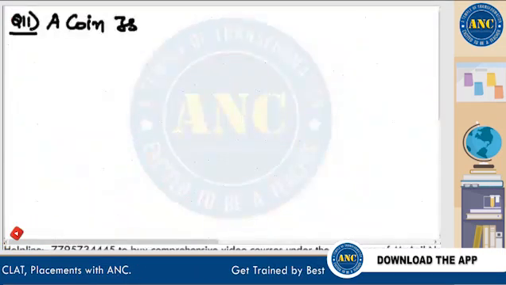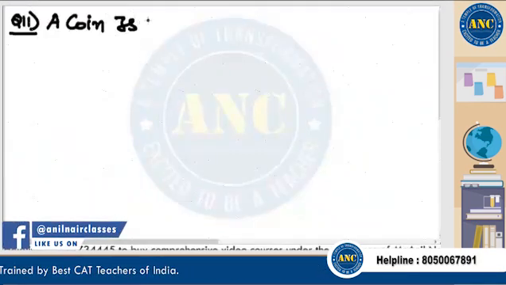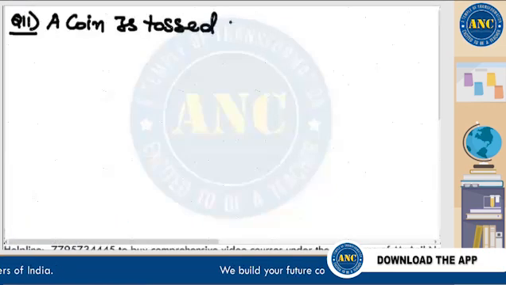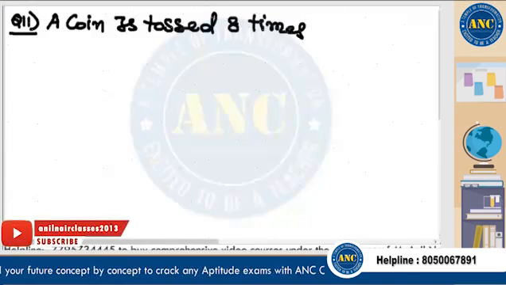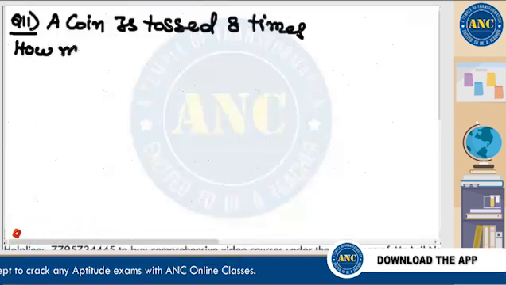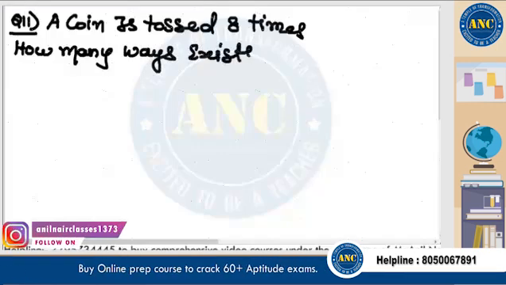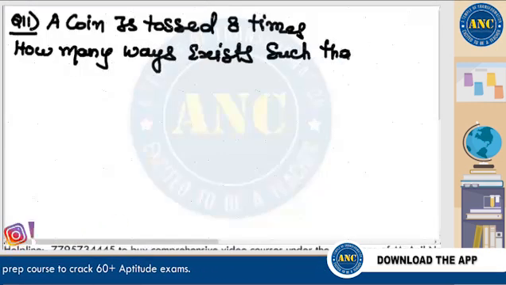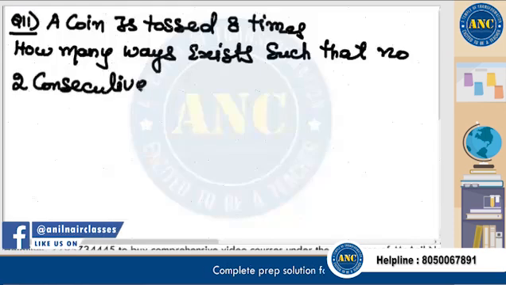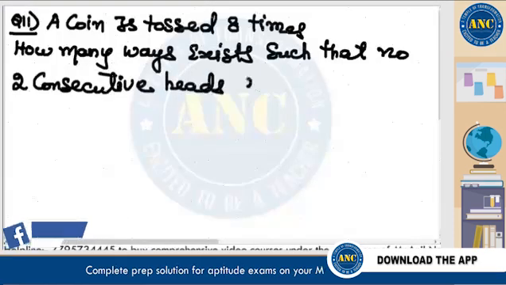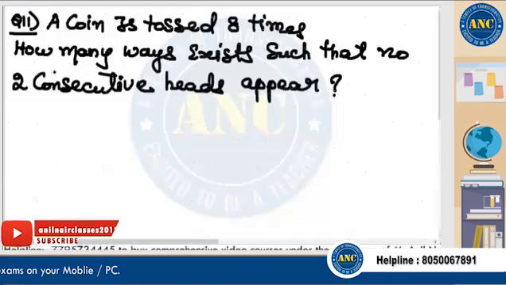Question number 11. A coin is tossed 8 times. Probability question. How many ways exist such that no 2 consecutive heads appear?